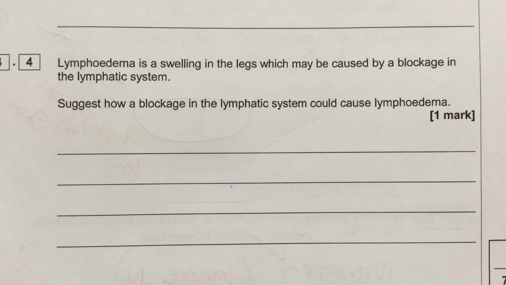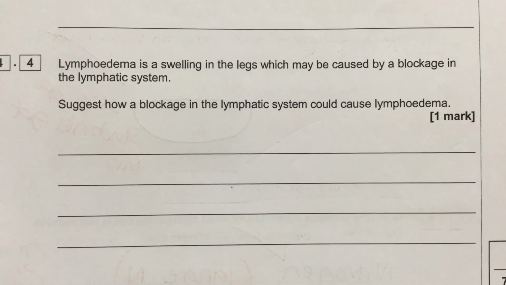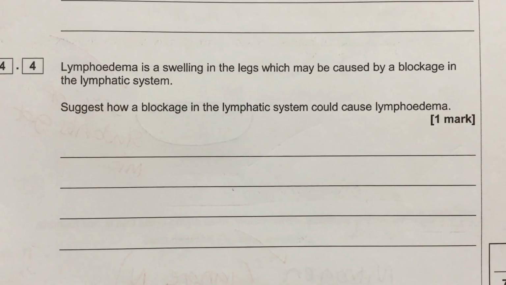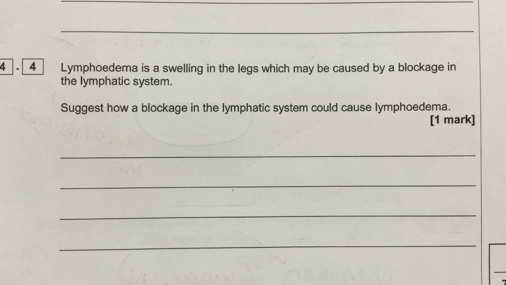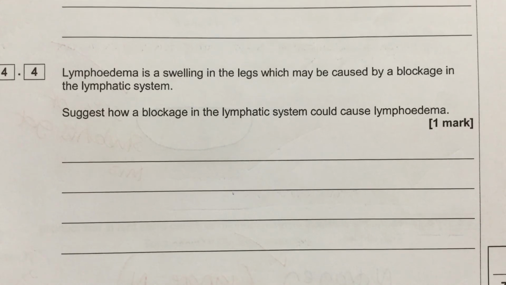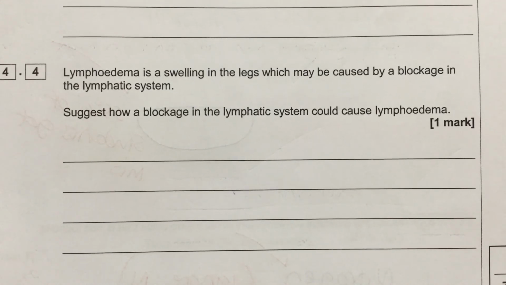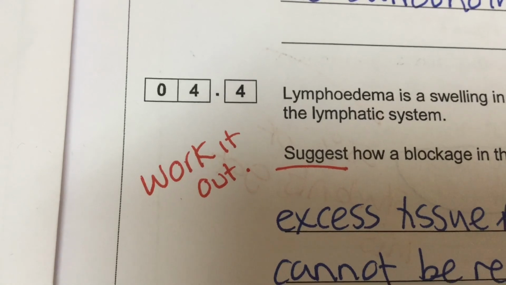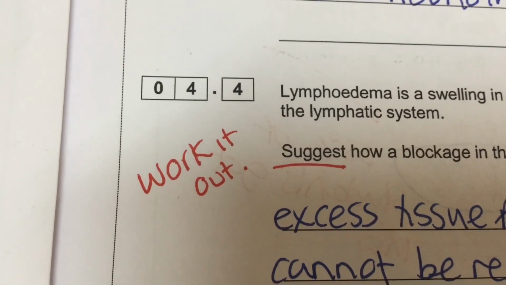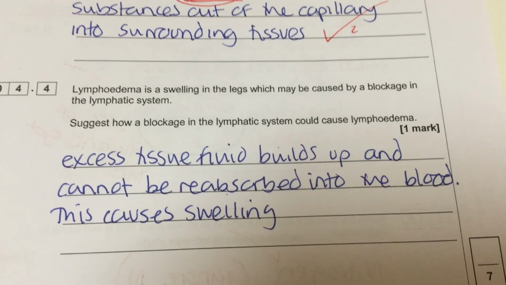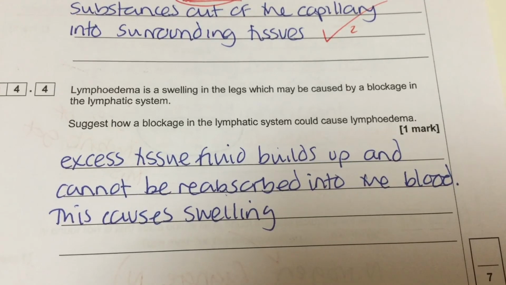Moving on to the next part of the question, lymphoedema is a swelling in the legs, which may be caused by a blockage in the lymphatic system. Suggest how a blockage in the lymphatic system could cause lymphoedema. So when you get the command word suggest, we're asked to work it out. We're asked to use our knowledge to bring together an explanation. So 73% of students scored 0 on this, so it was answered equally poorly. To answer it, we needed to talk about excess tissue fluid building up and not being reabsorbed into the blood. This, of course, causes a swelling.